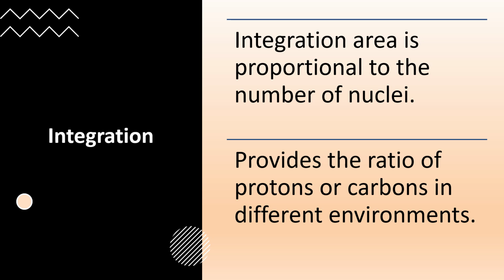For example, in a compound containing a methyl group and a methylene group, the integration values for their respective signals would show a 3:2 ratio. This reflects the 3 protons in the methyl group compared to the 2 protons in the methylene group. In summary, integration is a fundamental tool for quantitative analysis in NMR, providing essential information about molecular composition and structure.